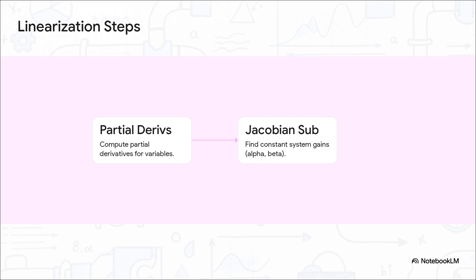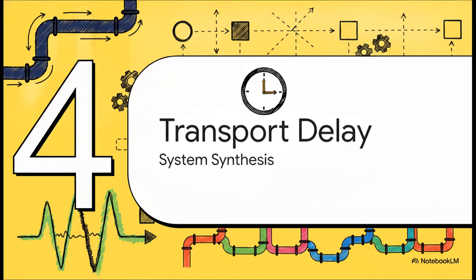We label these constant gains alpha, beta, and gamma. So now, instead of a messy square root, we get this clean, linear equation: the change in flow equals alpha times the change in elevation, plus beta times the change in pressure, plus gamma times the change in valve position. Honestly, this is a massive mathematical victory for our control architecture. Section 4. Transport Delay and System Synthesis.